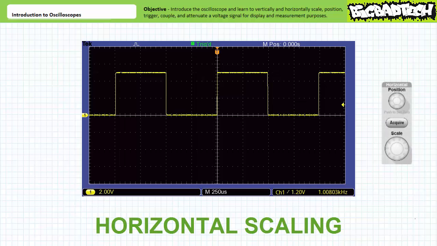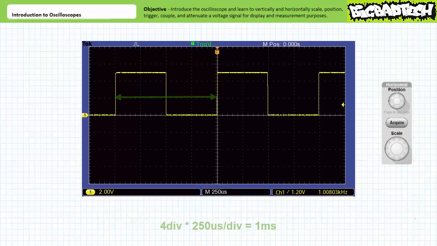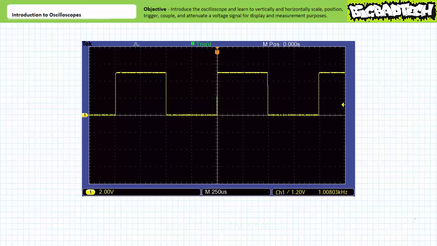This holds true for horizontal sensitivity as well. If we change the horizontal sensitivity to 250 microseconds per division, note the 1 millisecond period seems comparatively wider than previously. However, and this is important, it's still the same waveform. It still features regular 0 to 5 volt pulses every 1 millisecond. This is the utility of an oscilloscope.